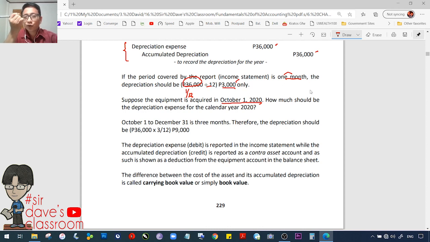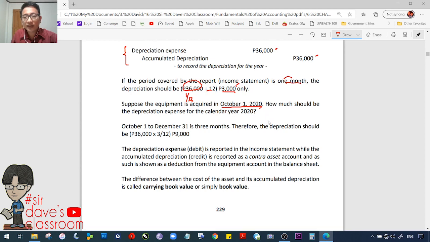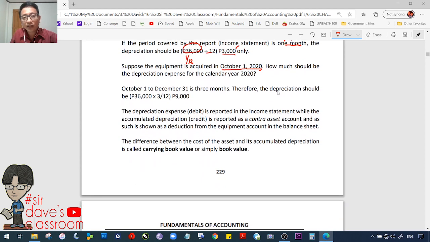Suppose the equipment is acquired not on January 1 but on October 1. Ibig sabihin, October, November, December. Kung hanggang December ka nag-a-adjust, 3 buwan. How much should be the depreciation expense for the calendar year 2020? Then, you would have been calculating only for 3 months. So, 3 out of 12 nung 36,000 would be 9,000. Then the entry would have been debit depreciation expense 9,000, credit accumulated depreciation 9,000 naman, in that particular scenario, kung October 1.